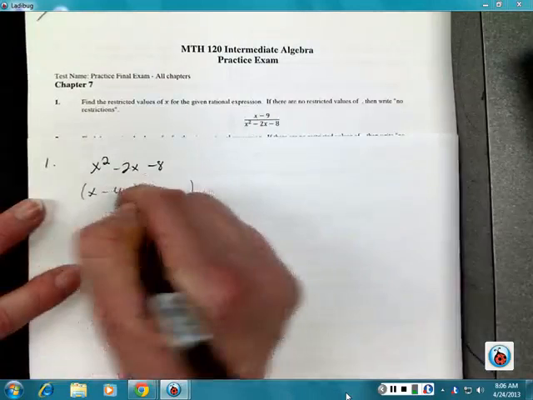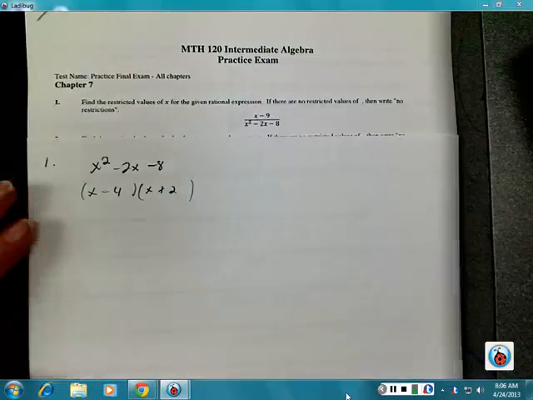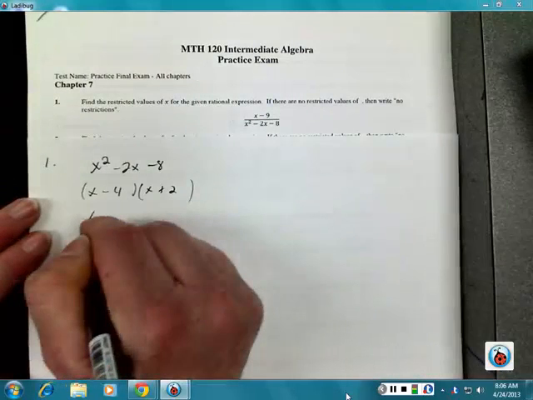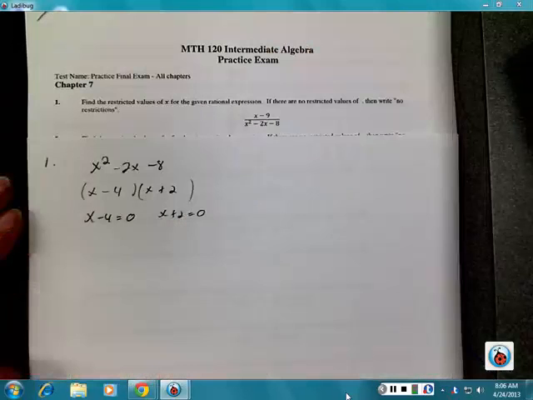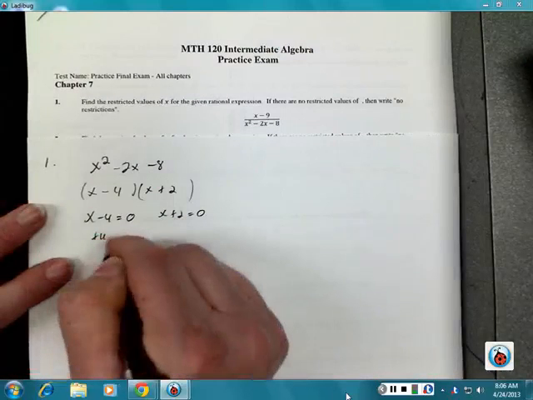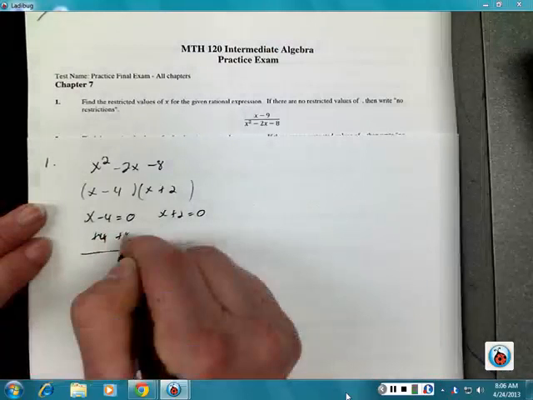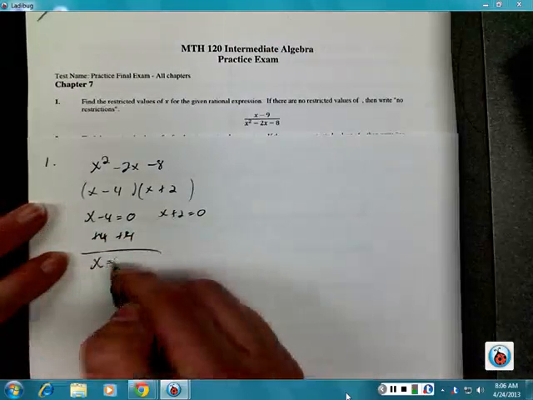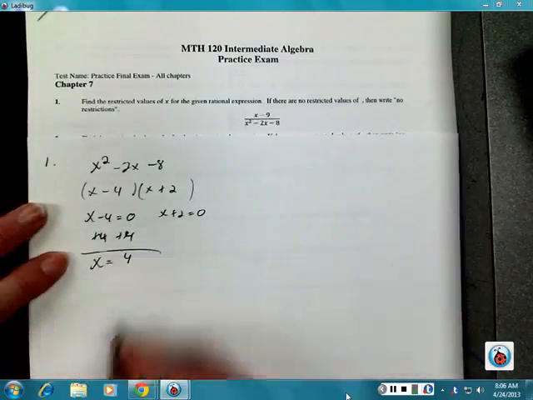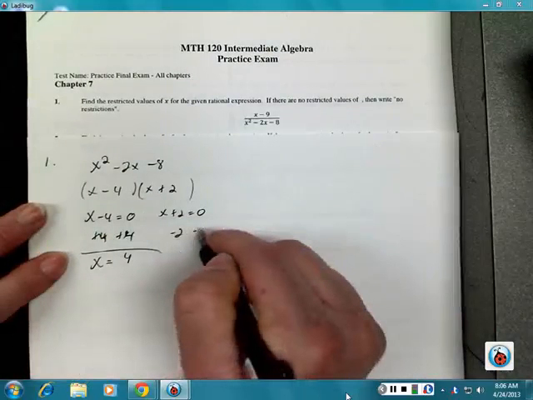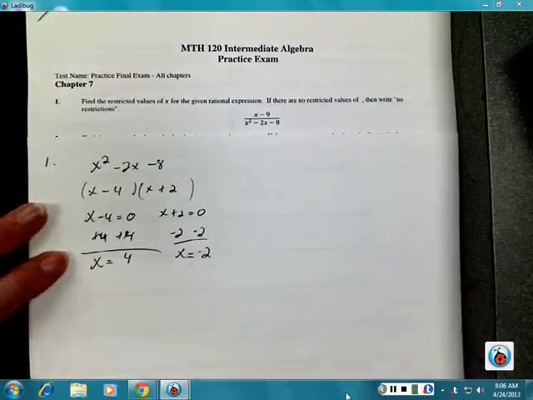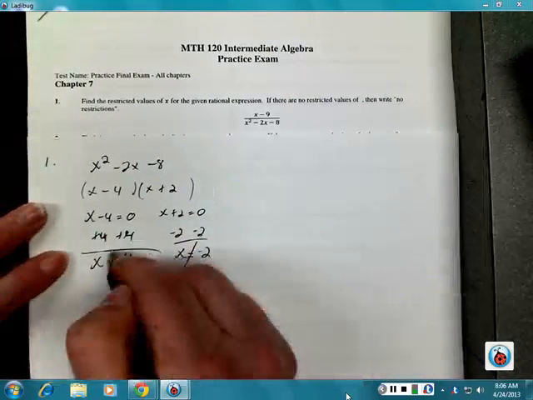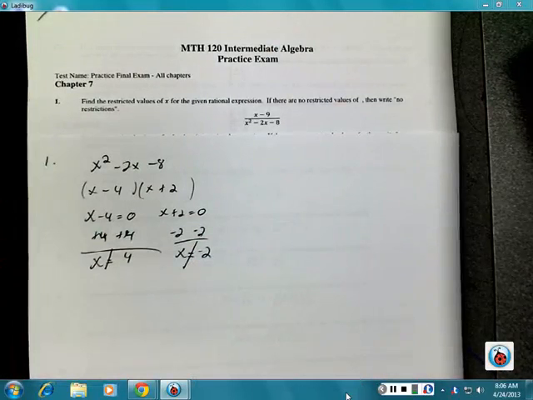A -4 and a +2, yes. So now I want my restrictions, so x minus 4 equals 0 and x plus 2 equals 0. So I add 4 and I find out that x is equal to +4. If I subtract 2, x could be equal to -2. But if I use either one of these for my solutions, I can't end up putting those in there.